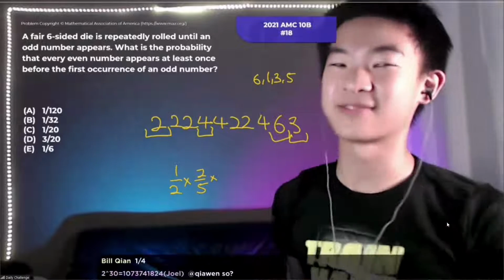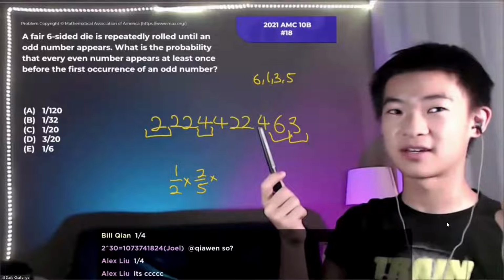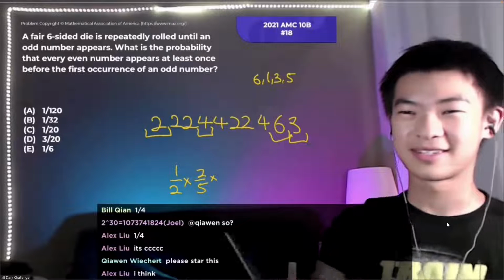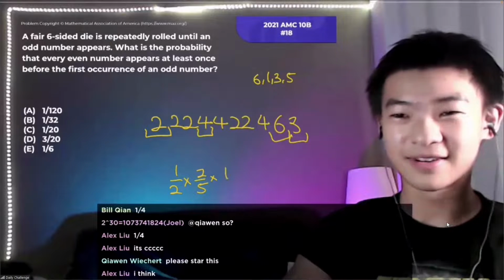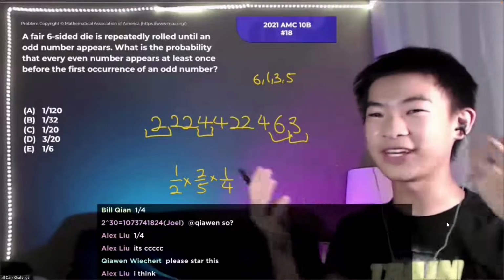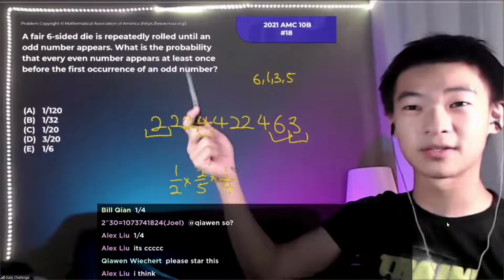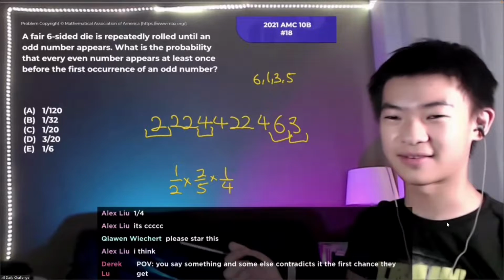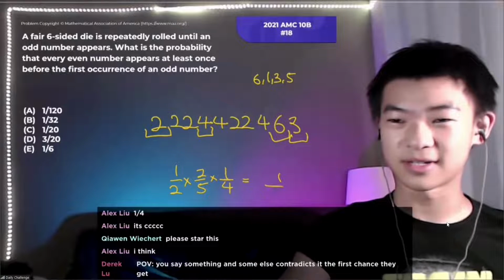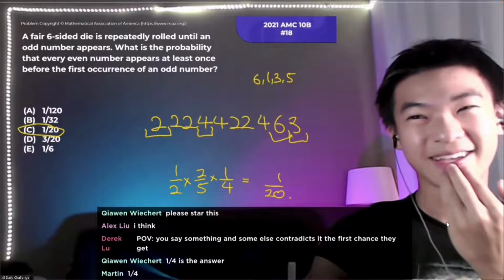Yeah, I think it's 1/4 as well, because there are 4 choices for the next number that's different. And one of them is even. The rest are odd. If we get the even, we're good. If we get the odd, we fail. So that'd be a 1/4 chance. And then after the first 3 different numbers have all been even numbers, we're guaranteed that every even number appears at least once before the first occurrence of an odd number. So if we multiply this together, I get 1/20, which is C. Does this make sense?